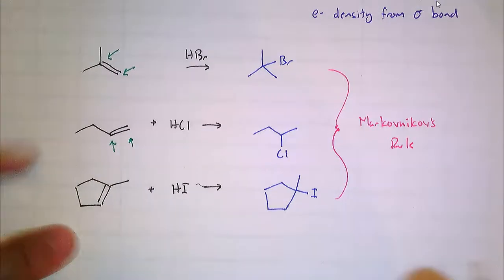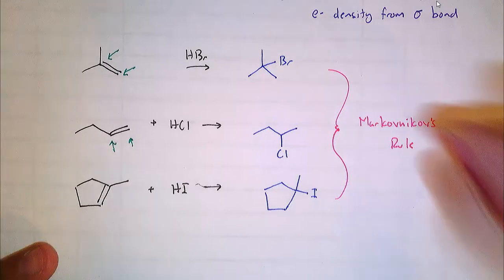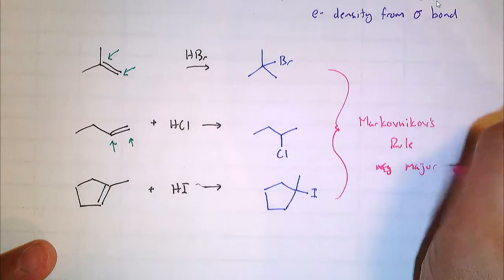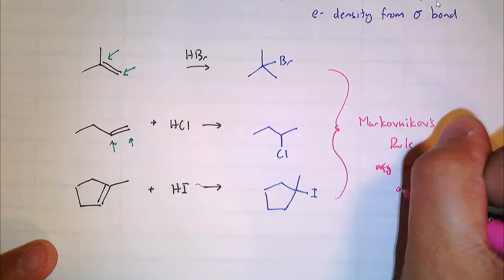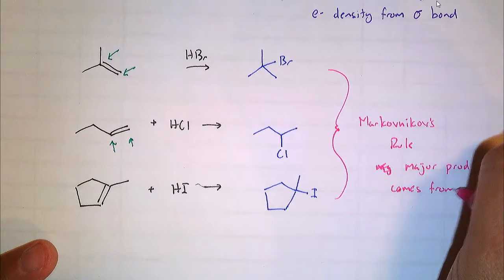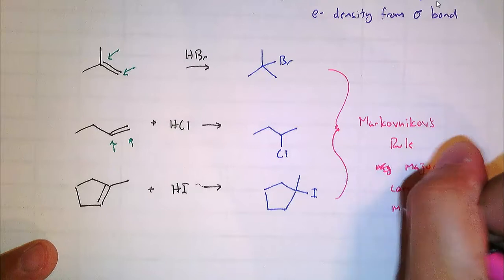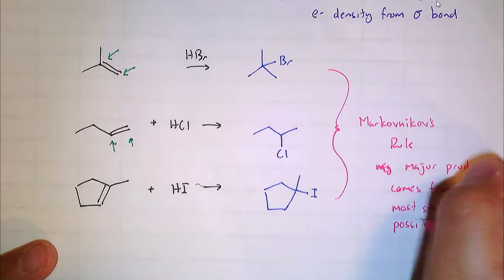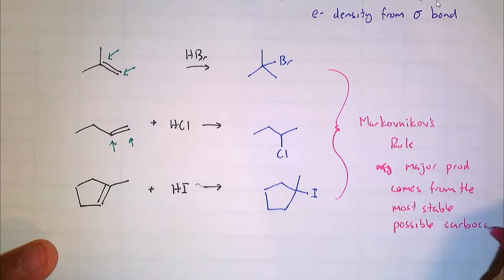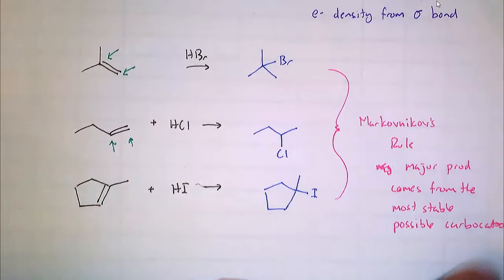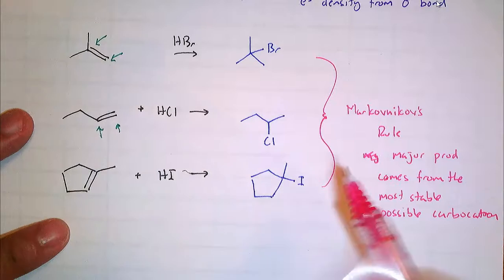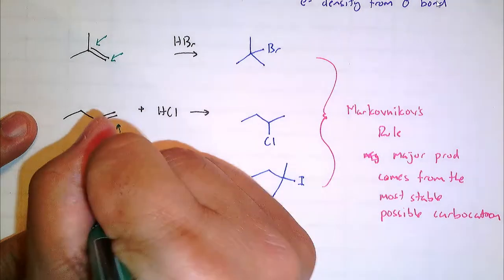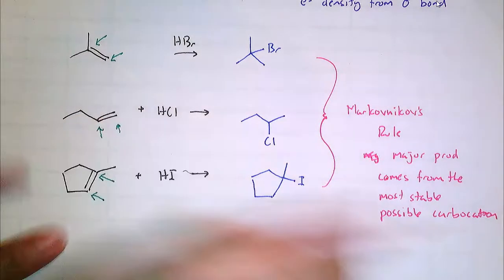You make the product that comes from the more stable carbocation, or the major product comes from the most stable possible carbocation. A little floppy. For the most part, the carbocation you got to choose: is it going to be on one of the carbons of the double bond or the other carbon of the double bond? So you have two choices.